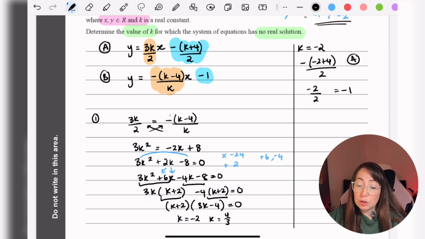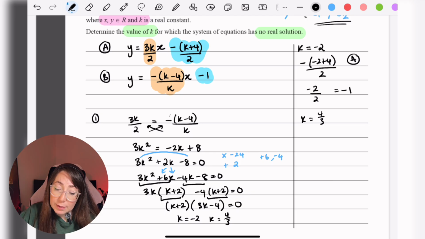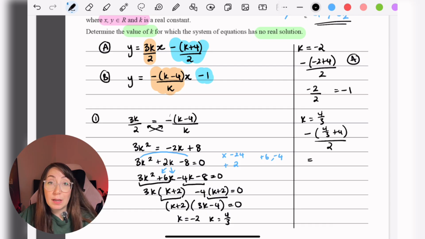At this point, you can assume that k equals 4 on 3 will be the correct answer, and if you're running out of time, absolutely just write that down and move on to the next question. But let's go ahead and just check just in case. So k equals 4 on 3. If we go ahead and substitute that in, what we can see is that that is not going to equal negative 1.